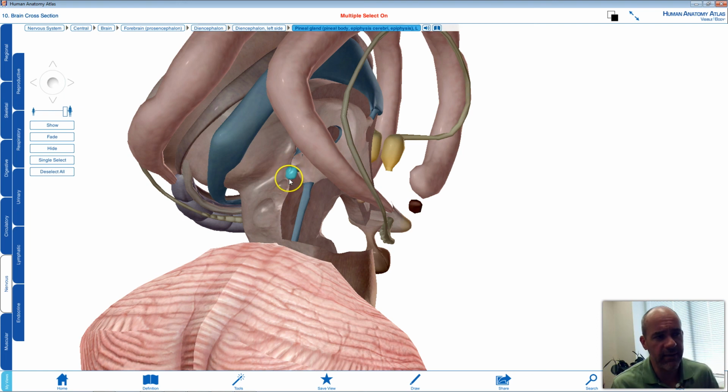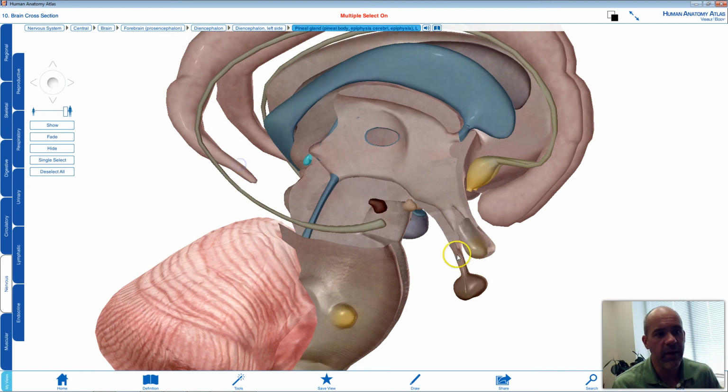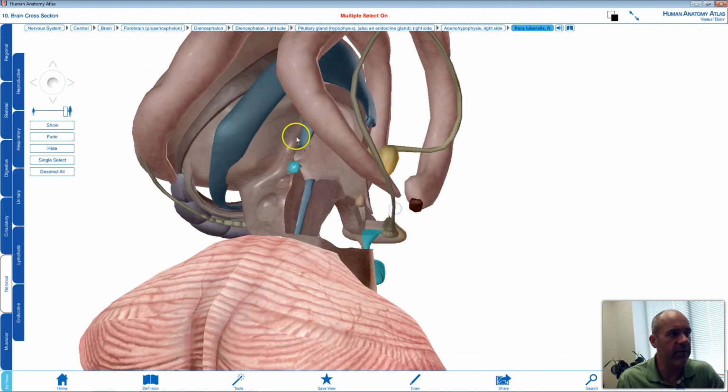So the pineal gland is this little bitty structure on the posterior side of the diencephalon, whereas the pituitary is over here on the anterior side. So try not to, there's your infundibulum that I just lit up right there. So try not to confuse those two particular structures. The pineal gland is part of an area of the diencephalon. It's also called the epithalamus, that's back here on the back portion of the diencephalon.